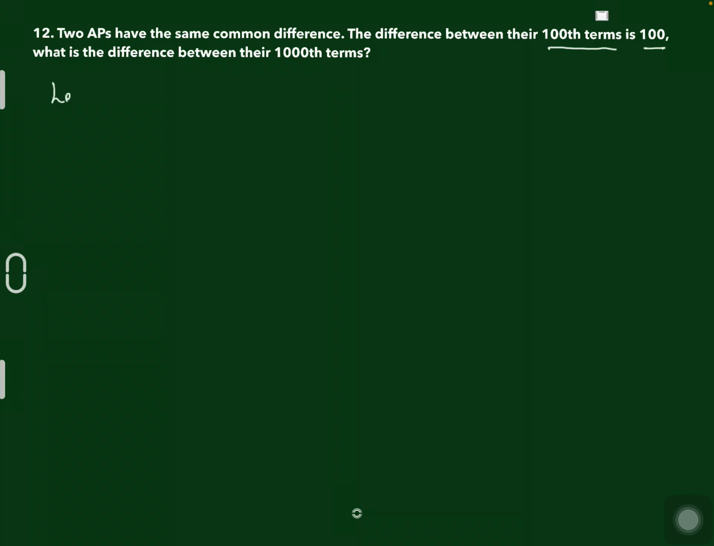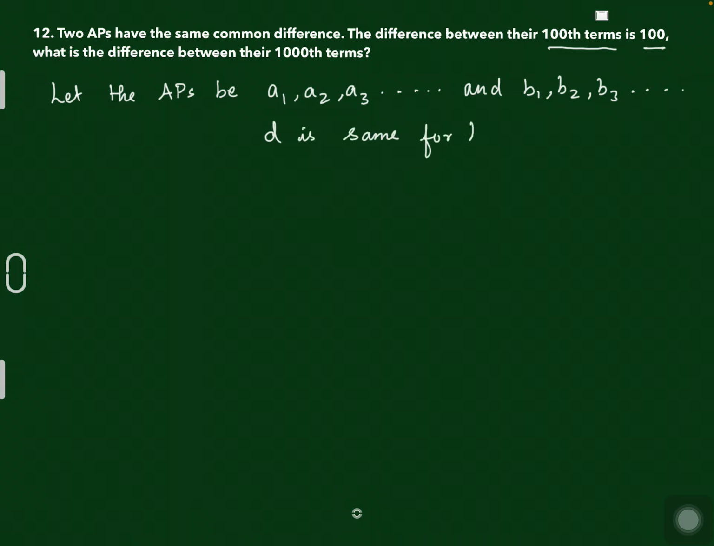So, let us take one of the APs as A1, A2, A3, etc., and let us take another AP as B1, B2, B3, etc. So, let the APs be A1, A2, A3, etc., that is one of the APs, and another AP as B1, B2, B3, etc. What have they given? They have the same common difference. So, D is the same for both the APs.